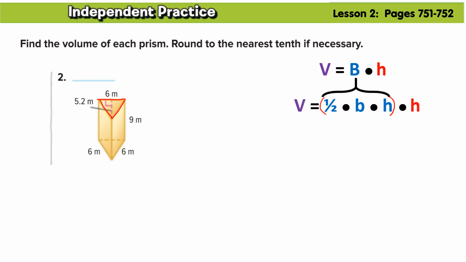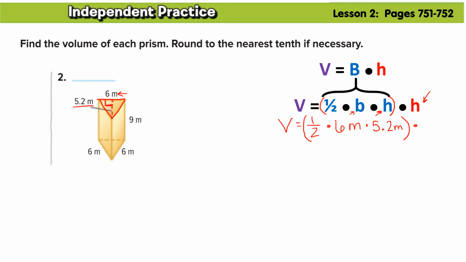So volume is going to equal 1/2 times the base of the triangle, and that's 6 meters, times the height of the triangle, and that's indicated by this dashed line, which is perpendicular to the base, which is 5.2 meters. Put that in parentheses, times the height of the prism.